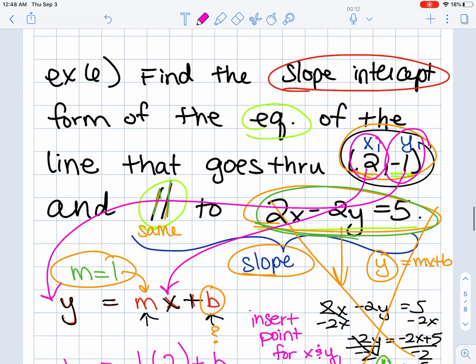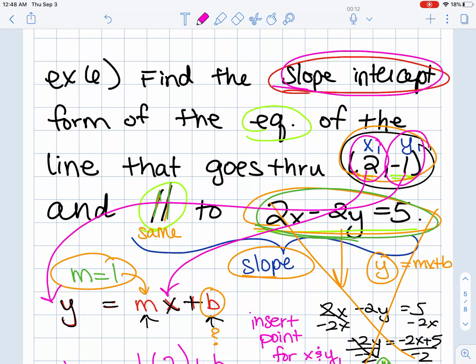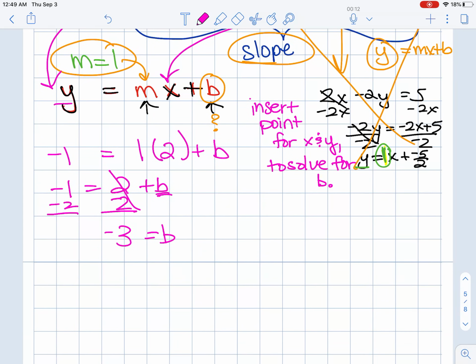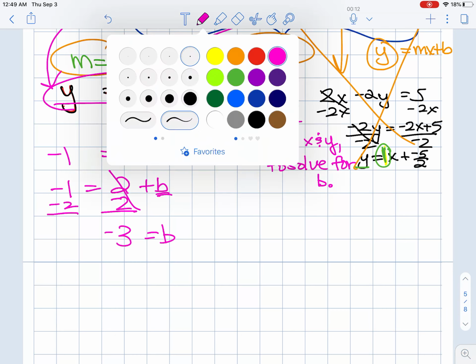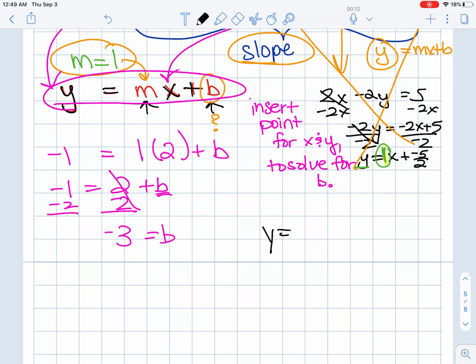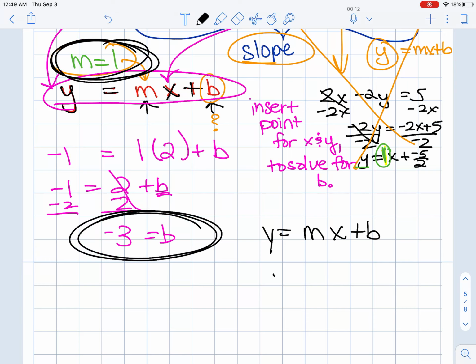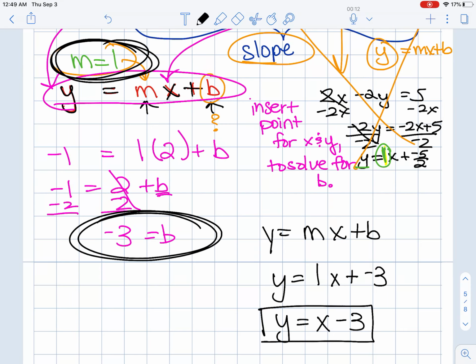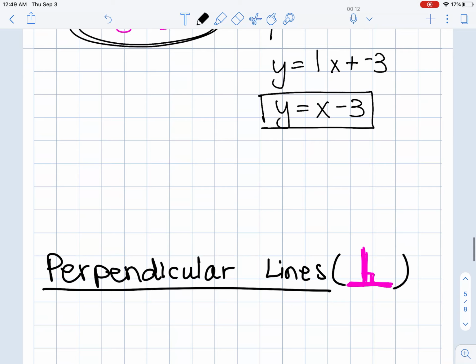So here we go. Going back to the original equation, find the slope-intercept form. Remember, slope-intercept form is right here. y equals mx plus b. We found the m, and we found the b. So let's write it. y equals m, which is 1, x plus b, which is negative 3. If I want to simplify that a little bit, 1x is just x, and adding a negative 3 is just minus 3. And there is our beautiful answer.